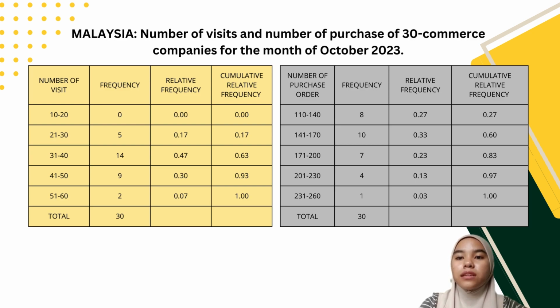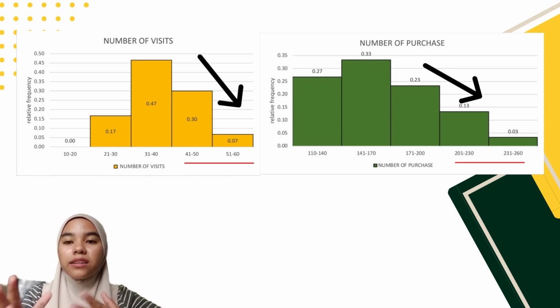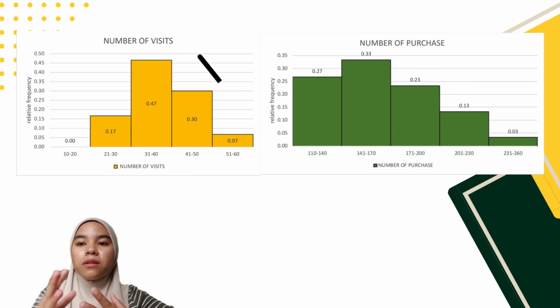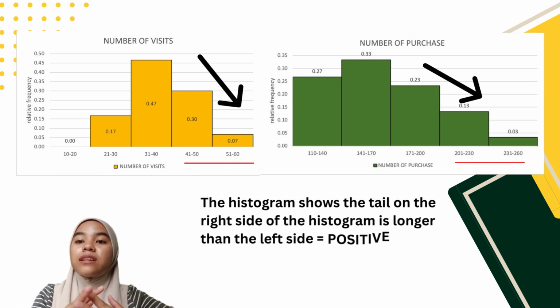As we can see here in the table, for the number of visits and the number of purchases, after we calculate, we can create the graph for both metrics. For relative frequency, we use a histogram. As we can see here, both graphs show a decreasing trend from higher relative frequency to higher range, decreasing to the right tail, which indicates positive skewness.